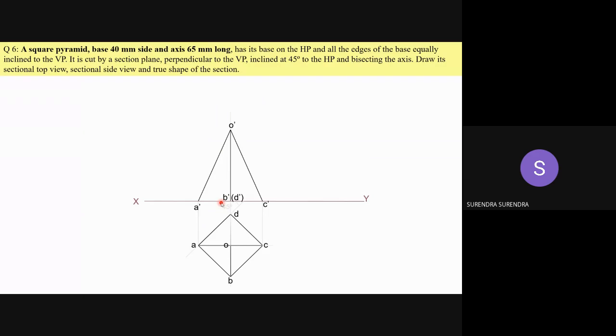Now coming to the section plane. Can any of you explain how the section plane is passing? Roll number 79. Read the problem and explain how the section plane is passing. Are you there or not? 79. Just read the problem. 81. Just read the problem again and say how the section plane is passing or cutting the pyramid.